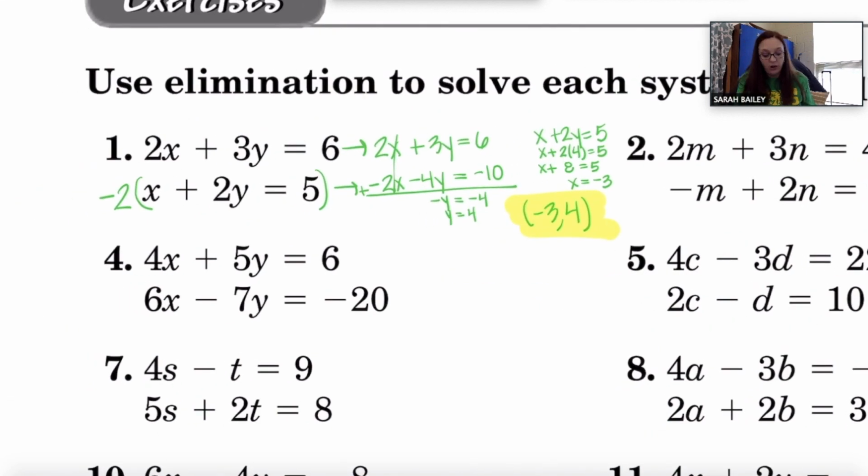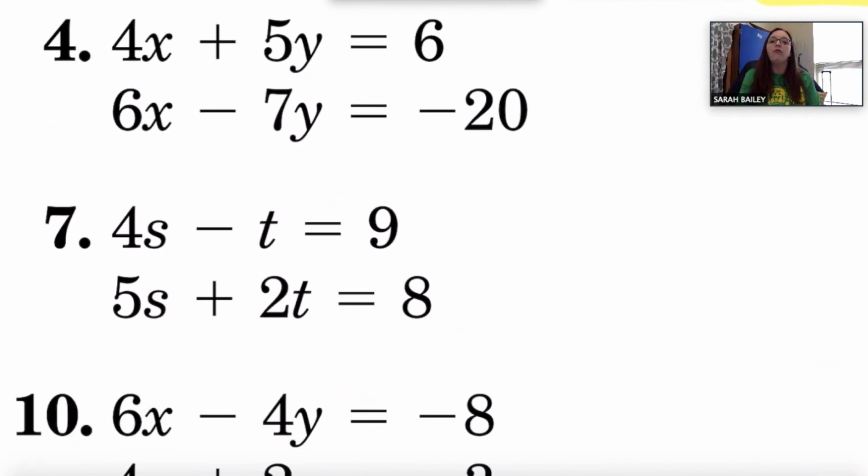Let's try number 4. I'm going to change the colors that I'm writing with, so that, like I said in previous lessons, the work for number 1 doesn't get mixed up with the work for number 4 and so on. So in number 4, the x's won't automatically cancel if I add the equations together, and neither will the y's. So how can I make it so that either the x's or the y's cancel? Well, this one's not as simple as number 1. In this case, again, you need to first decide, do you want the x's to cancel or do you want the y's to cancel? There's no right or wrong answer here.